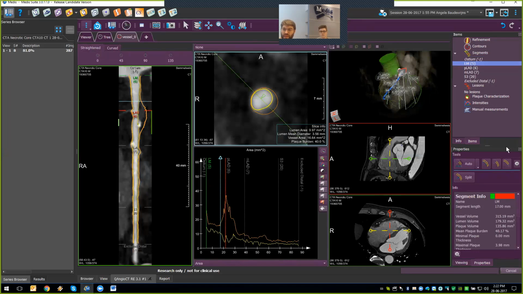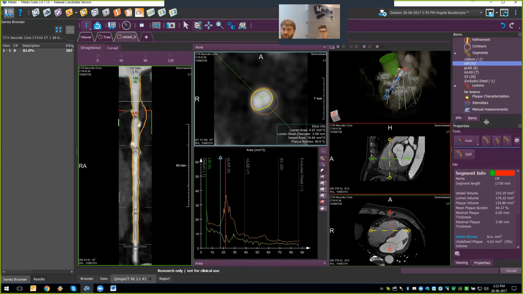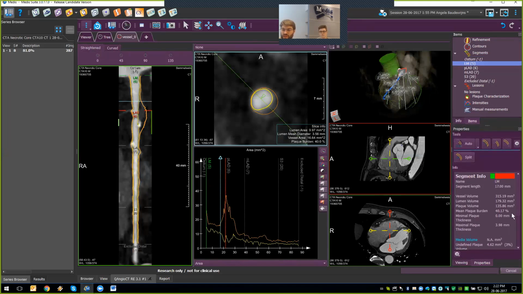And for each of these segments, we can now get some detailed quantitative numbers, like the volumes of the vessel, the lumen, and the plaque. And of course also expressed as the burden, so the percentage of plaque that is present in this segment.